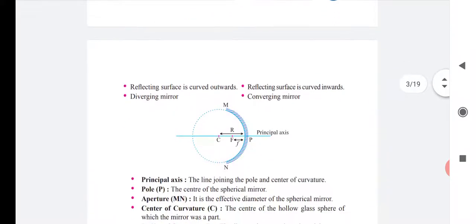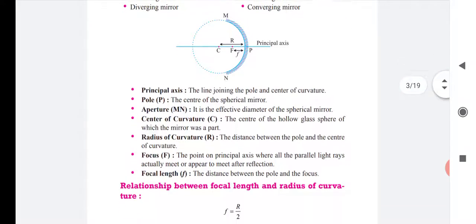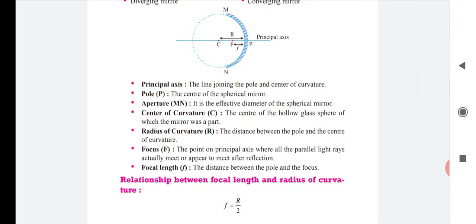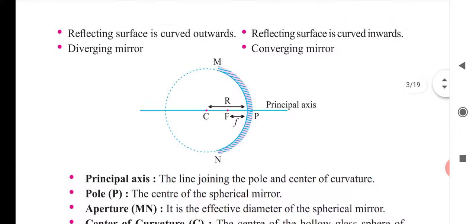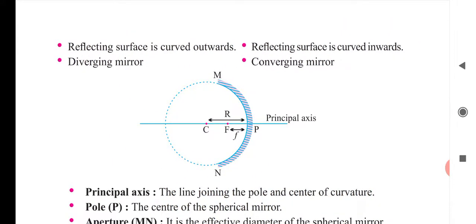Okay, let us understand the terminologies associated with the mirrors. The first one is principal axis. You can see from the figure, P is the pole of the mirror, capital F is the focus of the mirror, and C is the center of curvature. The distance between the pole and the center of curvature is R. R is the radius of curvature, and you can see MN. MN is the aperture. And you can see the principal axis also. So let us understand what these terminologies are.